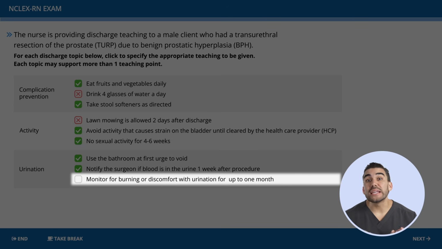Now the last option is correct, and let me explain why. This one was a little bit tricky, but monitoring for discomfort with urination for up to 1 month after the procedure, this could be indicative of a potential infection, so we should report this to the HCP.